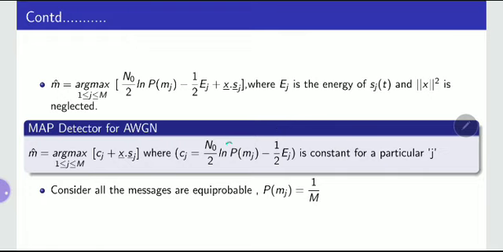Now what is this P of mj? P of mj is the probability of our initial messages m1, m2, etc., up to capital M. Now for a particular j, this term is constant, cj is constant, so that is why it is written as cj. And for the MAP detection rule, what you have to do is maximize the term cj plus x dot sj. Find that j.